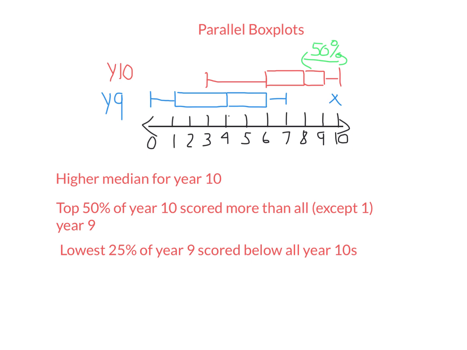Another thing you could say about these box plots, the lowest 25% of year 9 scored below all of year 10s. So the lowest 25% of year 9s is here. This section always represents a quarter or about a quarter of the data. So the lowest quarter of the year 9 class scored either 0 or 1 in the quiz. And no year 10 scored below 3.